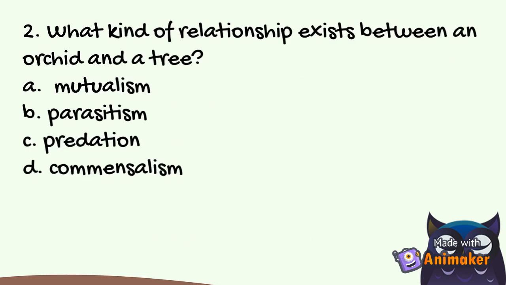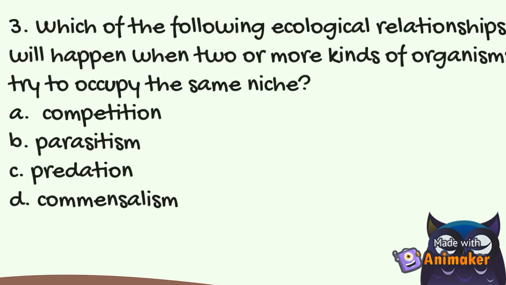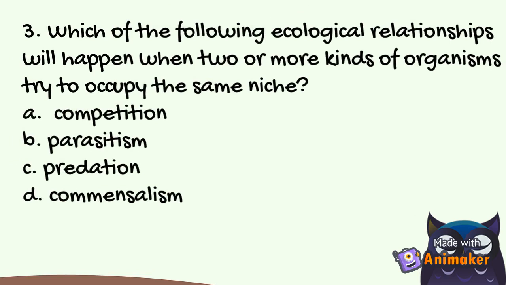2. What kind of relationship exists between an orchid and a tree? A. Mutualism. B. Parasitism. C. Predation. D. Commensalism. The correct answer is, letter D, commensalism. Very good.